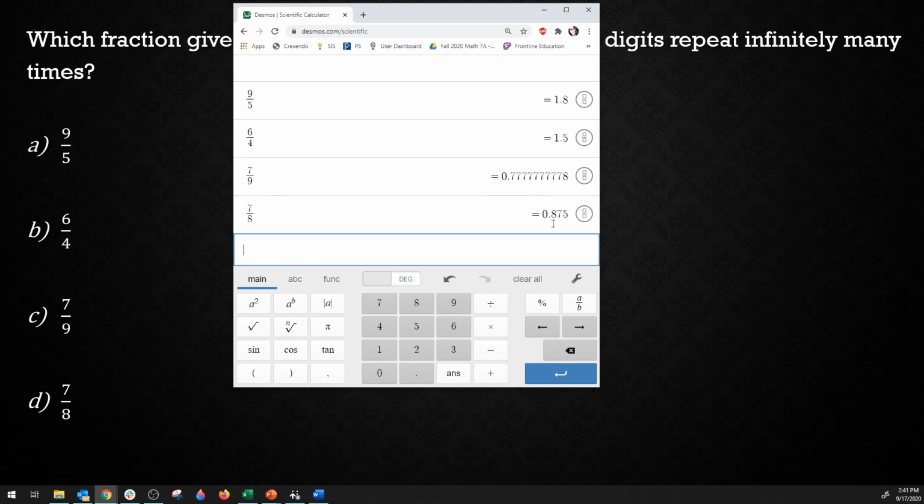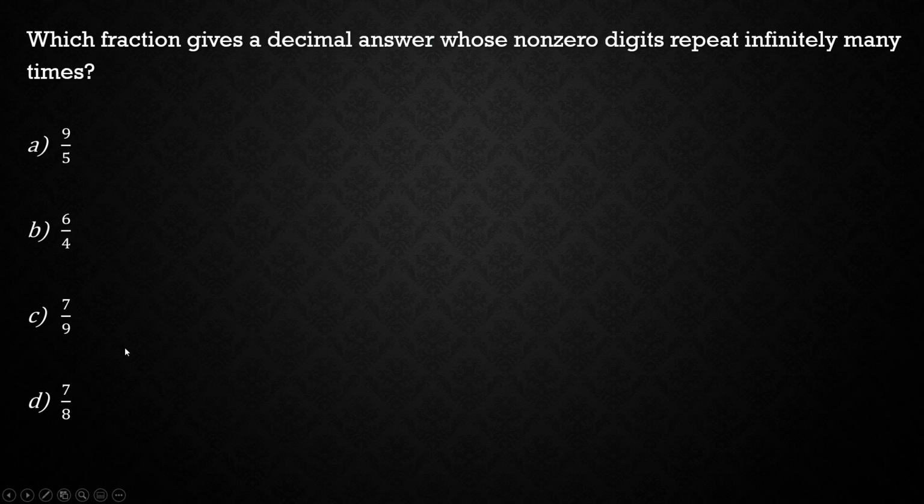And this bottom one, 0.875, even though it has 3 decimals, it still ends, right? There's no more repeating, which means that C is our decimal that repeats infinitely.